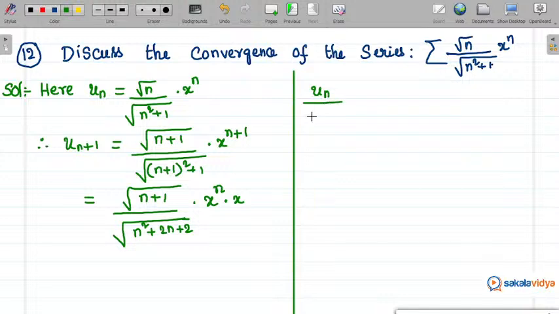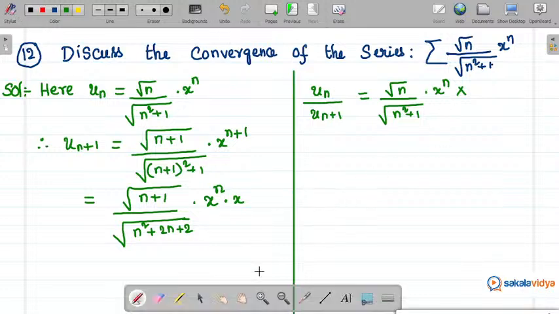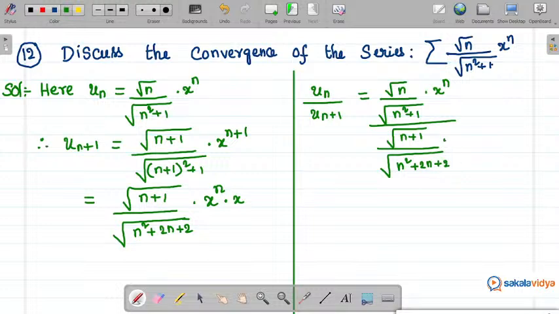un by un plus 1. Let us simplify. Un by un plus 1 is equal to root n by root of n square plus 1 into x to the power of n, multiplied with, sorry, one minute. First un plus 1 we need to write. Un plus 1 is divided by root of n plus 1 by root over n square plus 2n plus 2, into x to the power of n into x. See, x to the power of n got cancelled.